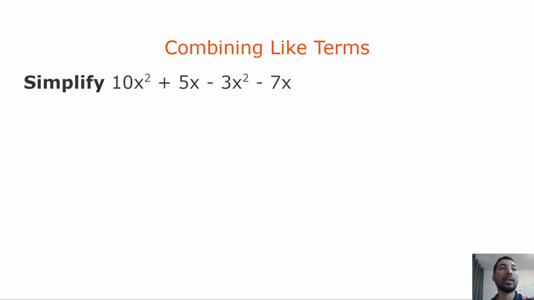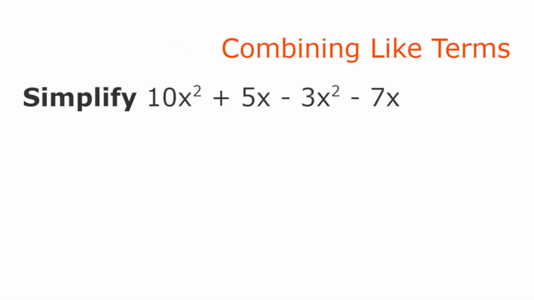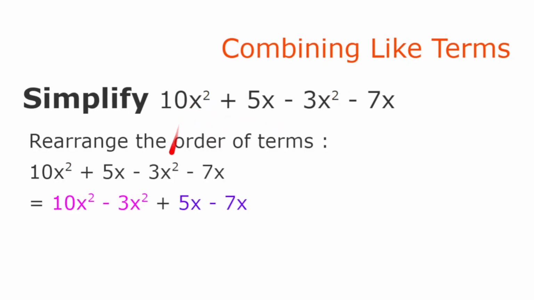Now let's try to simplify this expression. Remember, this is an expression, not an equation. So over here, we have 10x squared plus 5x minus 3x squared minus 7x. If you look at the power of the variable, we have 10x squared and 3x squared. So we can group these two terms together. 10x squared and 3x squared are the like terms, and 5x and 7x are the like terms. So we group them together over here and over here.